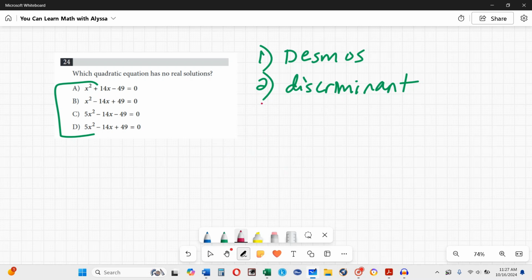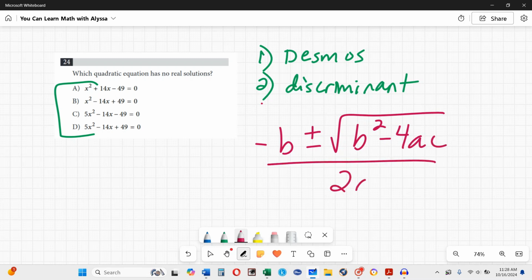The discriminant comes from the quadratic formula, and that's when you find what the solutions are. And that is negative b, that looks like a weird little negative. My stylus didn't work. There we go. Negative b plus or minus the square root of b squared minus 4 times a times c, all over 2a.